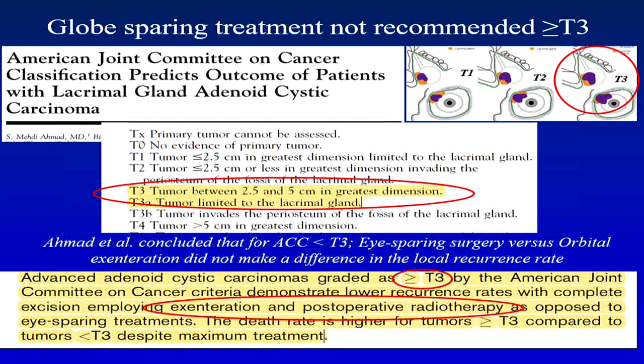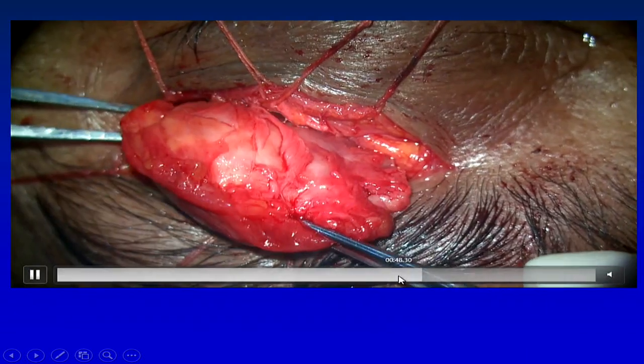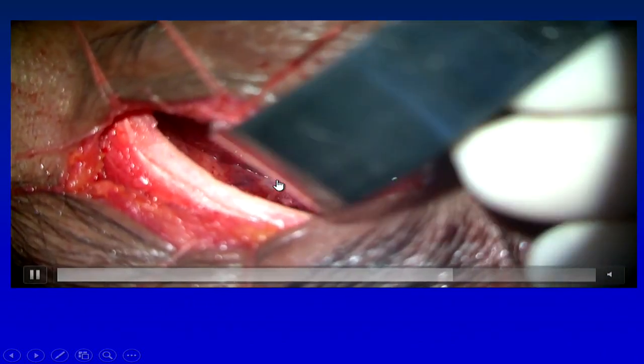So this study by Ahmed et al. concluded that for adenoid cystic carcinoma less than T3, that means the tumor has not yet invaded the periosteum, you can go for eye-sparing surgery, and there is no difference between the excision and eye-sparing surgery results in these cases. So this is one case of adenoid cystic carcinoma that was removed with eye-sparing surgery, and you can see how soft and triangular they look.